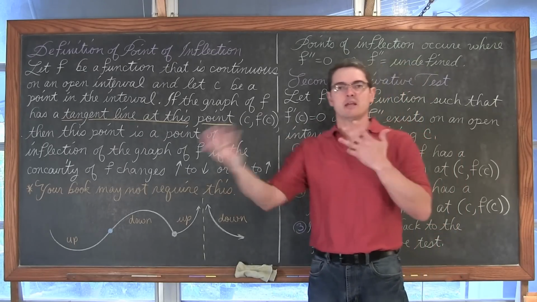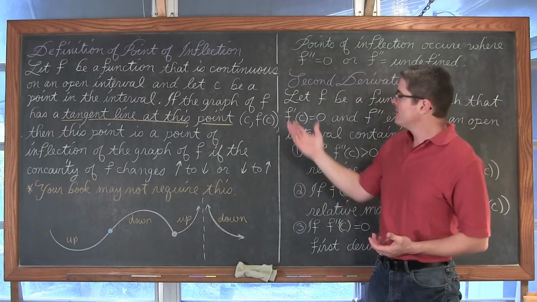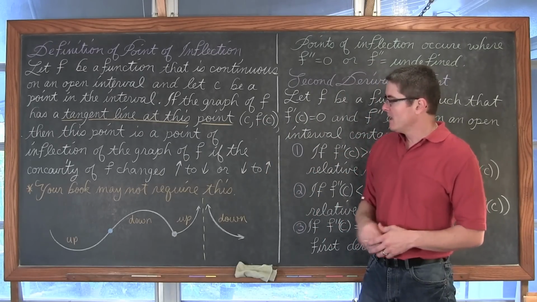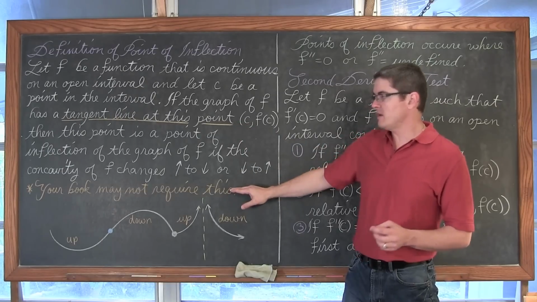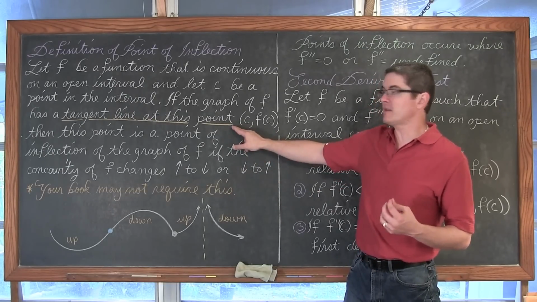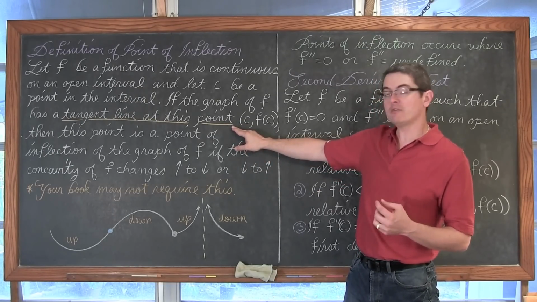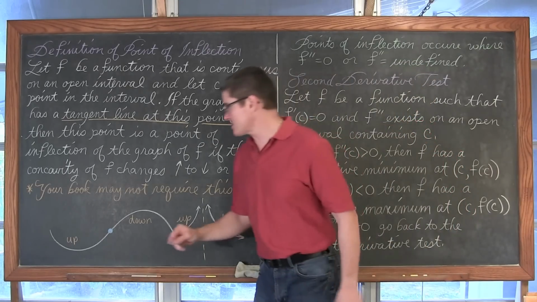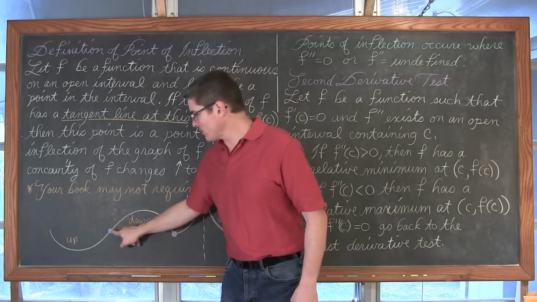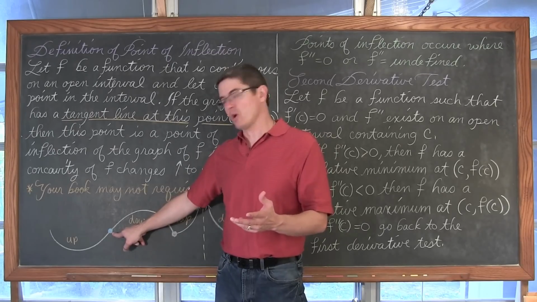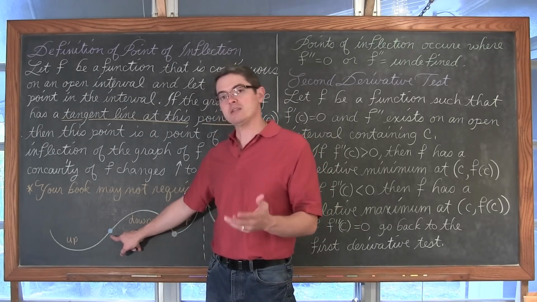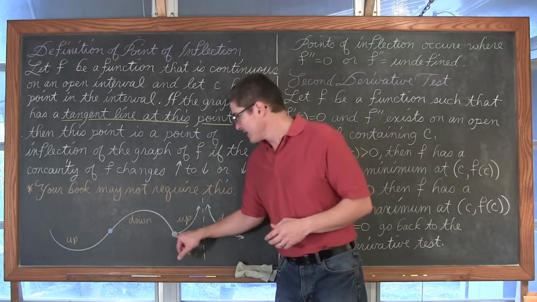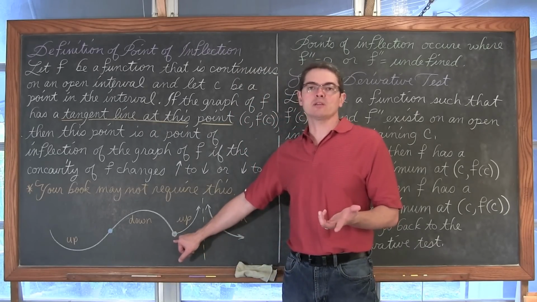So basically, the concavity changes on each side of this value of c, to the left and right of c, f of c. What is highlighted here is that my book puts this in the definition of a point of inflection. Some books apparently don't. My book would only look at this point as a point of inflection where, at c, f of c, to the left I'm concave up, to the right I'm concave down. And this would just be highlighted as a relative minimum.